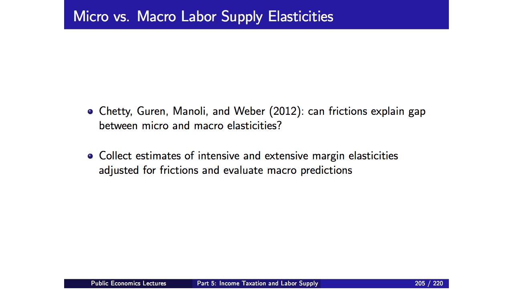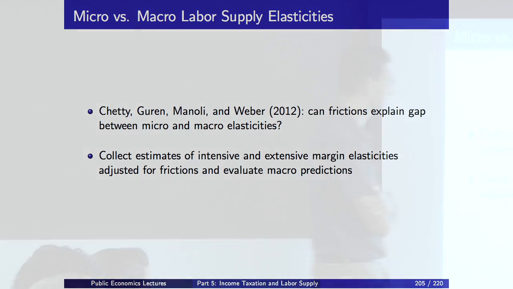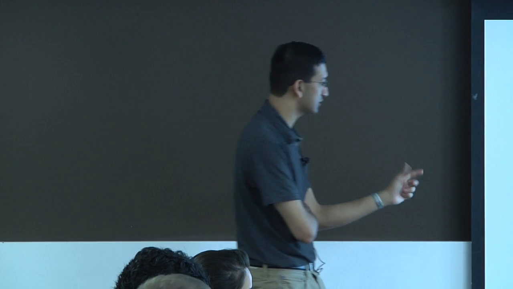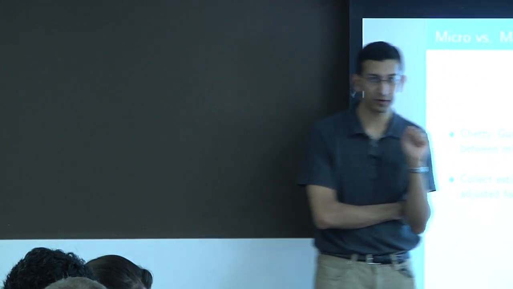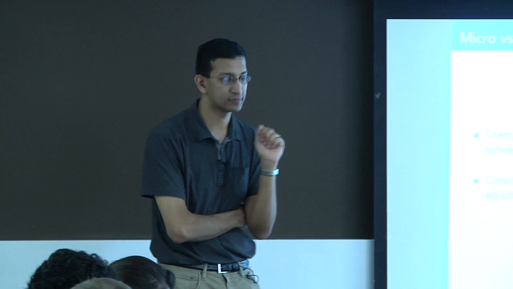Okay, so the next thing that I want to talk about before coming back to this curvature point is coming back to the question that motivated this sort of exercise, which is asking whether frictions can explain the gap between micro and macro elasticities, or what exactly is driving the gap between micro and macro elasticities. So in this macro annual paper, we collect a bunch of estimates of intensive and extensive marginal elasticities, adjust the intensive margin ones for frictions like the way I described, and then evaluate the macro prediction. So there are two key lessons here.